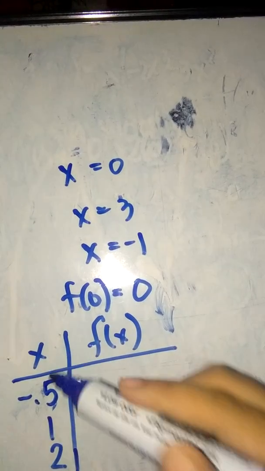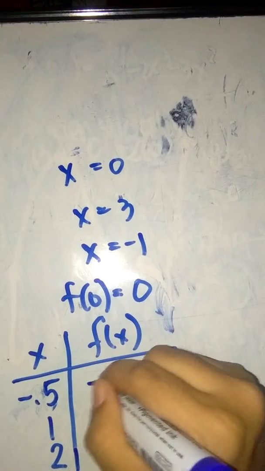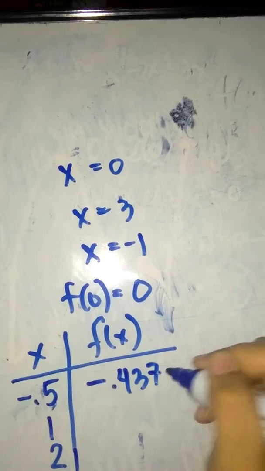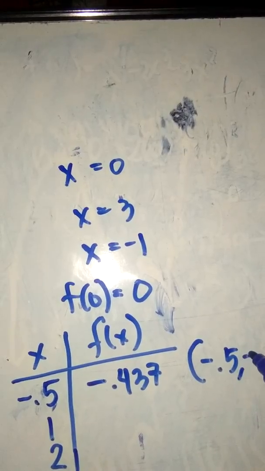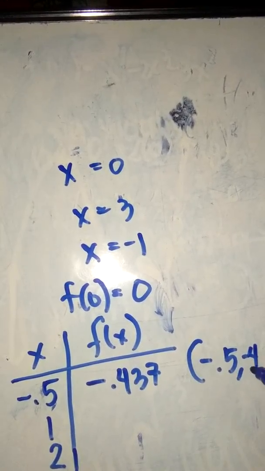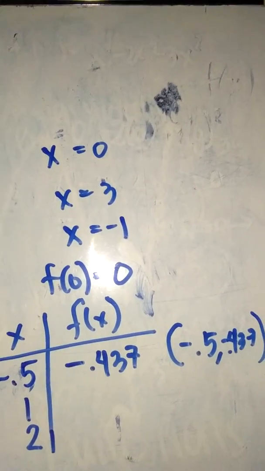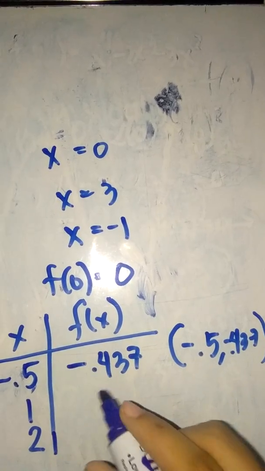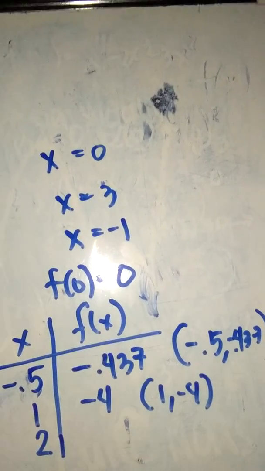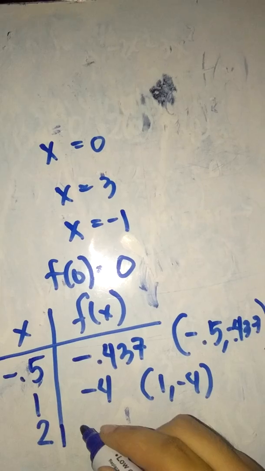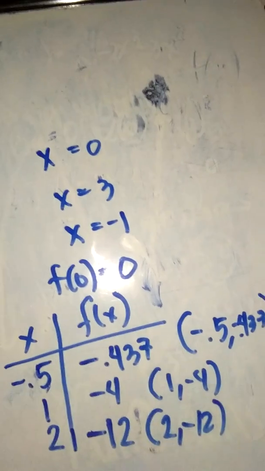Okay, so substituting x by negative 0.5, we get negative 0.437. Okay, so we now have the point negative 0.5 and negative 0.437. Next, substituting 1 to the function, we get negative 4. So our point is positive 1, negative 4. And for the last one, we have 2. The value we have is negative 12. So we have the point 2, negative 12.